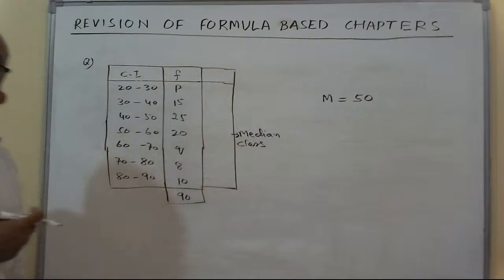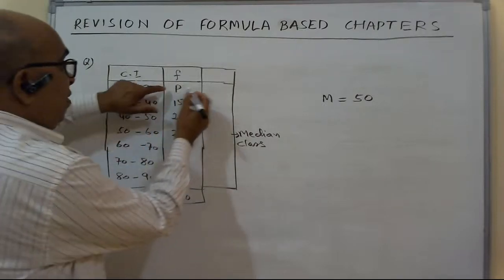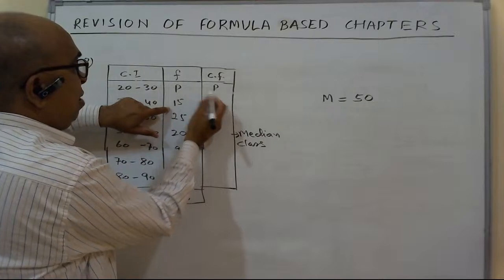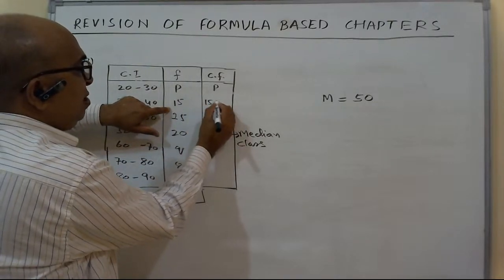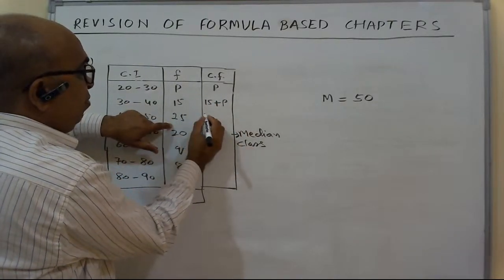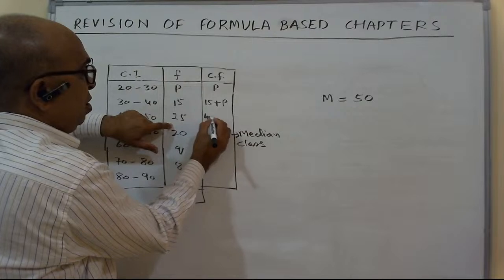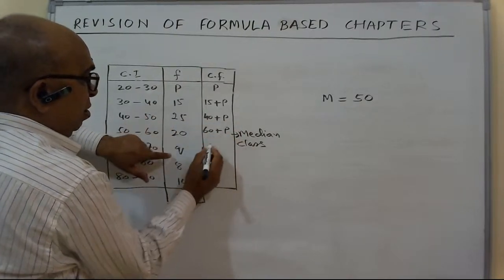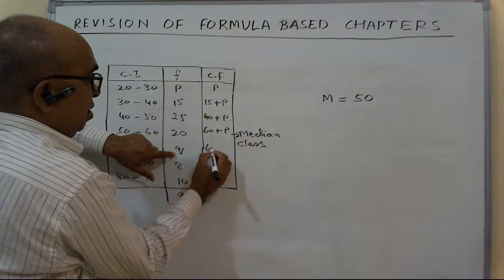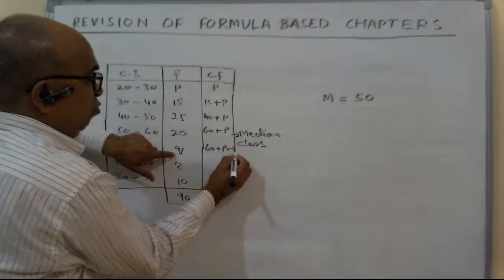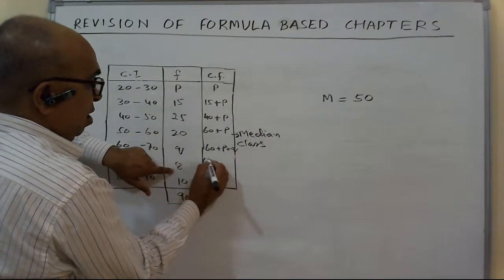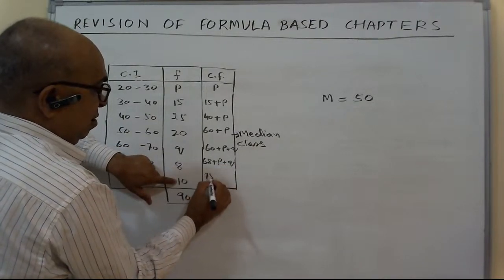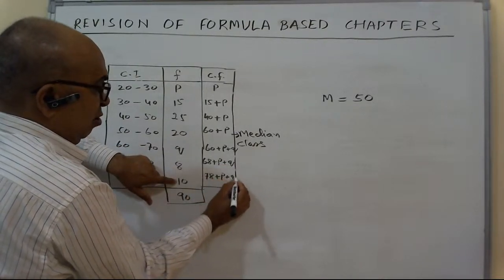So how to find cumulative frequency? First one is same as it is. Then 15 plus P, 15 plus this one is 40 plus P. Then 60 plus P. Then 60 plus P plus Q, 68 plus P plus Q, 78 plus P plus Q.